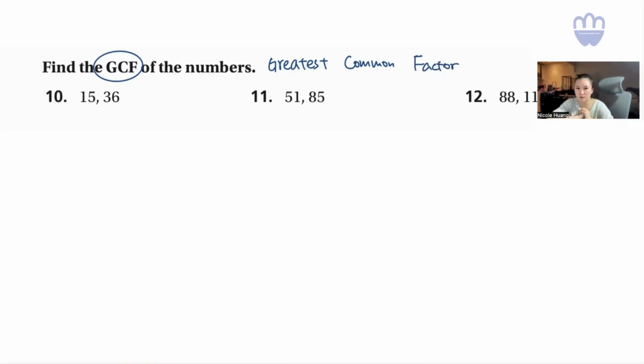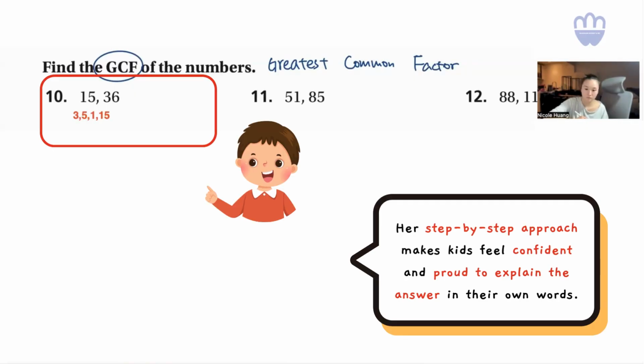What does a factor mean? For example, the greatest common factor would be 3, because for 15 you write 1, 3, 5, and 15, because they all go into 15. And for 36: 1, 3, 6, 12, and 36. And the greatest common factor is 3, which I think is the only one too.